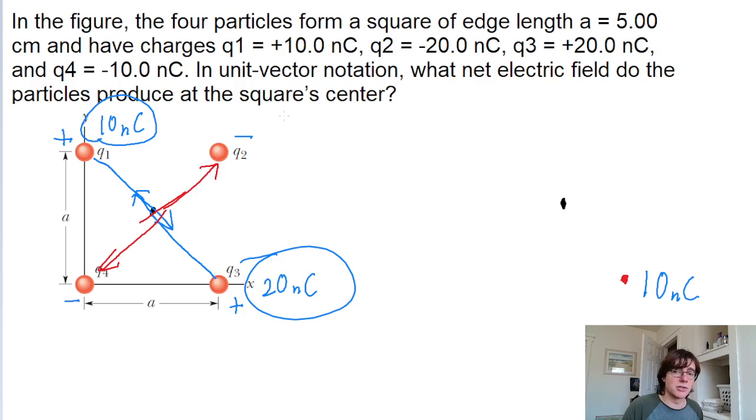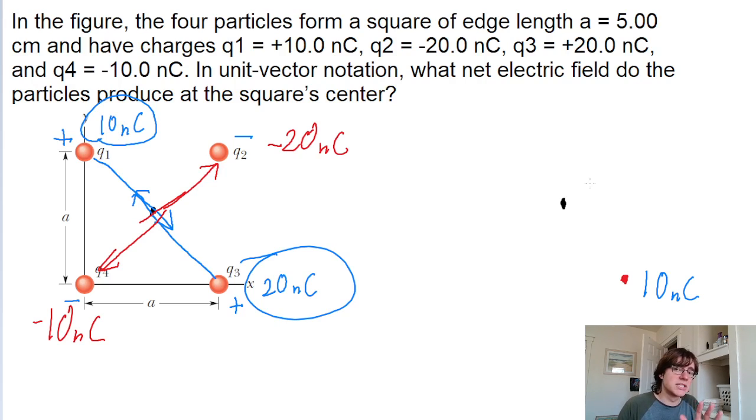So those two charges are also going to be canceling each other out somewhat. And according to the problem, charge 2 has a magnitude of negative 20 nanocoulombs, and charge 4 has a magnitude of negative 10 nanocoulombs. Now, just like what we did with charges 1 and 3, we can see that 10 of these nanocoulombs are being cancelled out against the 20 nanocoulombs from charge 2.